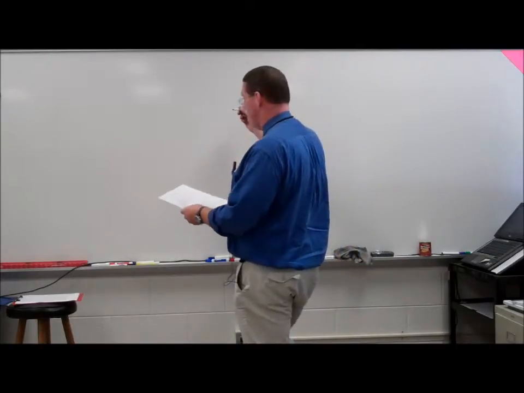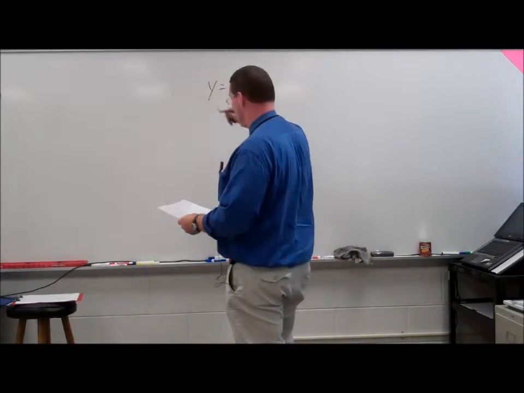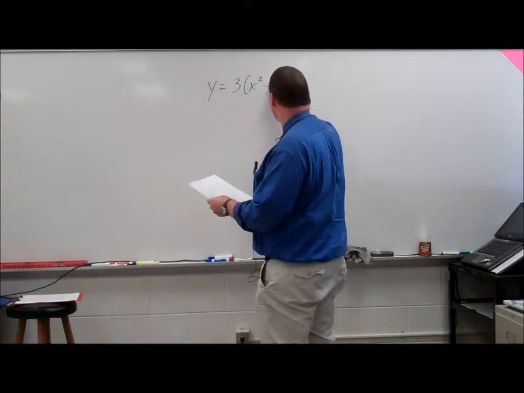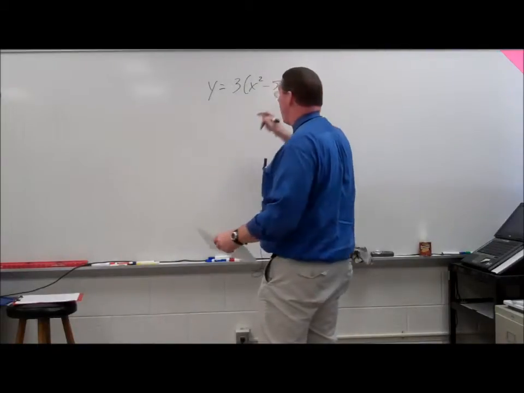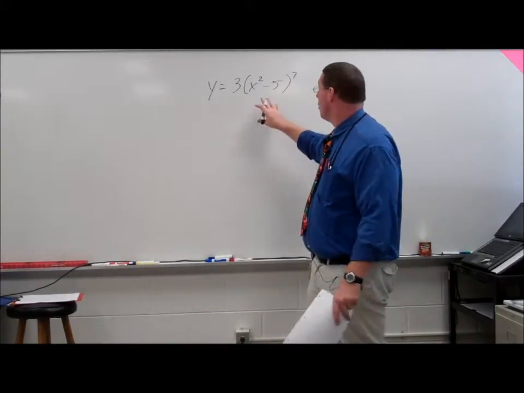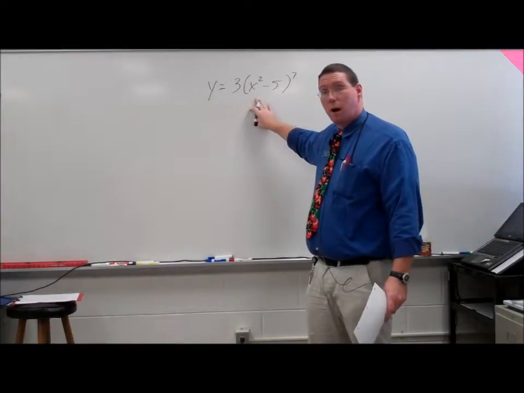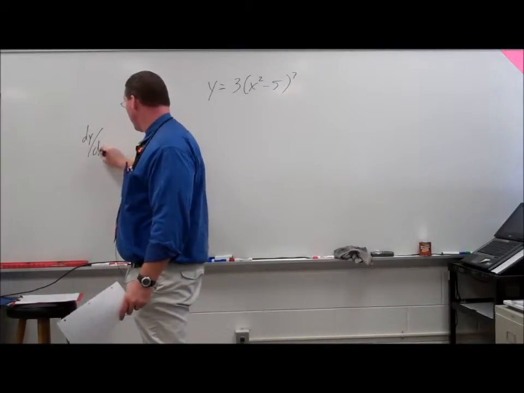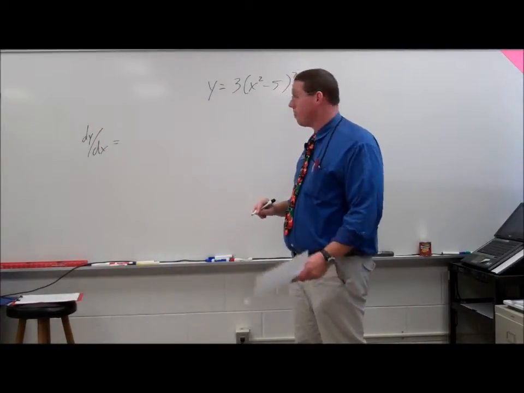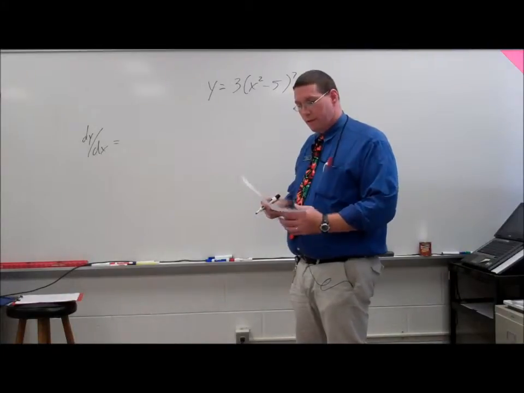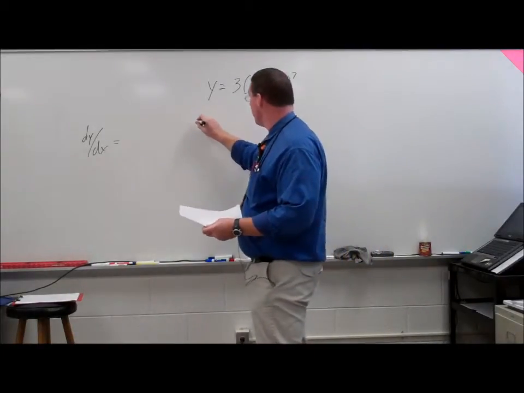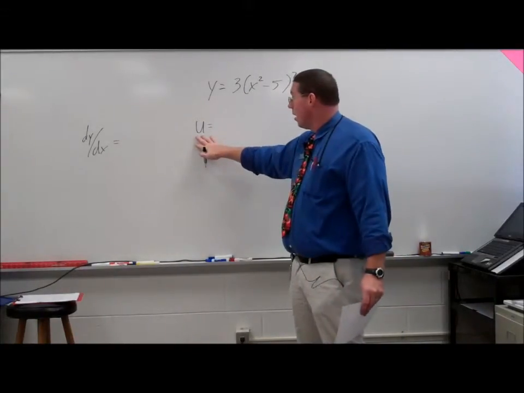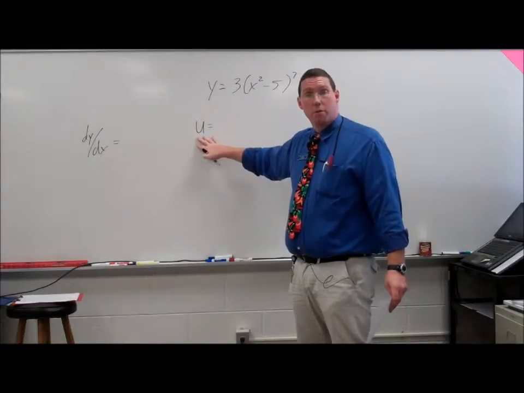So let's see. We've got y equals 3 times x squared minus 5 to the 7th power. Okay? And we want the derivative. We want dy dx. All right, so we're looking for dy dx is ultimately what we want to get. Now, on the worksheet here, the next thing right under this says u equals. Now, what is u? Well, u is a substituting variable.